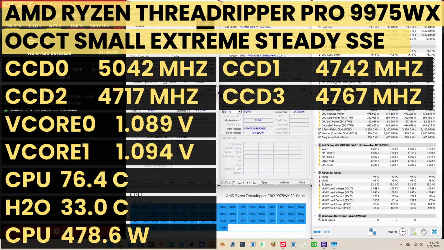When running the OCCT CPU SSE stability test, the average CPU CCD0 effective clock is 5042 MHz and CCD123 average effective clock is 4742 MHz with 1.092 volts. The average CPU temperature is 76.4 degrees Celsius. The average CPU package power is 478.6 watts.